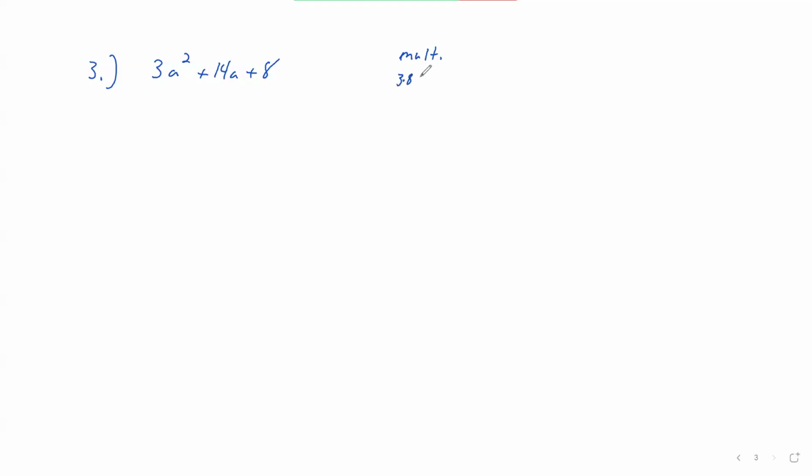So 3 times 8 would give us 24, right? And then I want to add to my 14. I'm going to start with 1 and 24, and that would give me 25. That didn't work out. So then I'm going to try 2. 2 goes into 24 how many times? 12. 2 plus 12 is 14. So there's my winner right there.